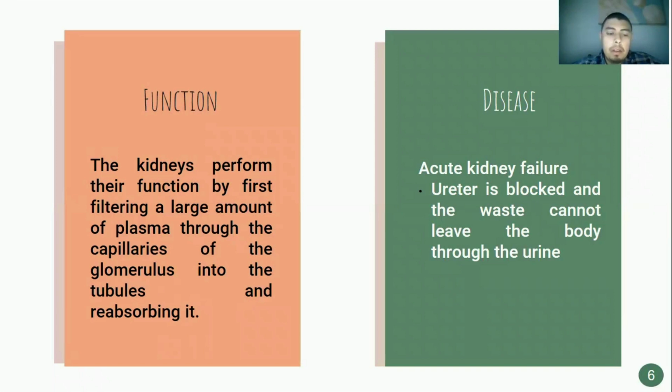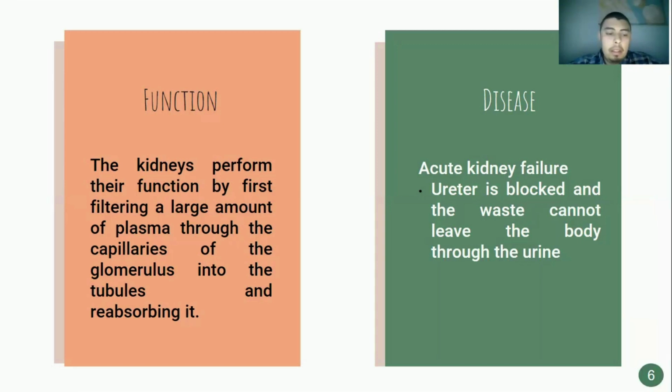The filtered blood must leave the kidney through the renal vein and flows back to the heart, while the urine leaves the kidneys through the ureters until it reaches the bladder so it can be excreted.